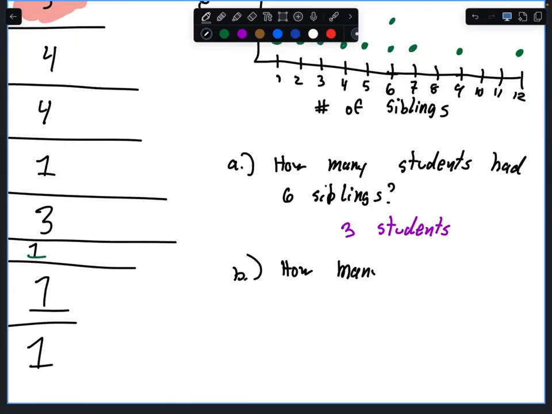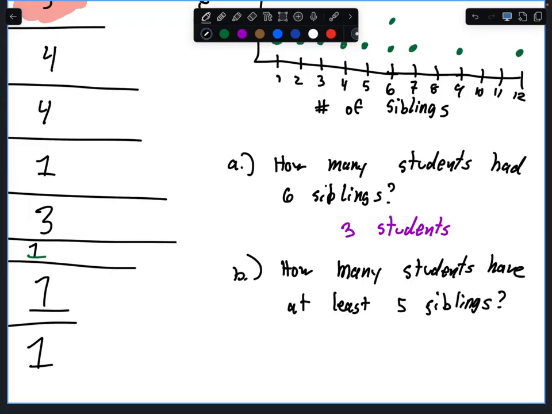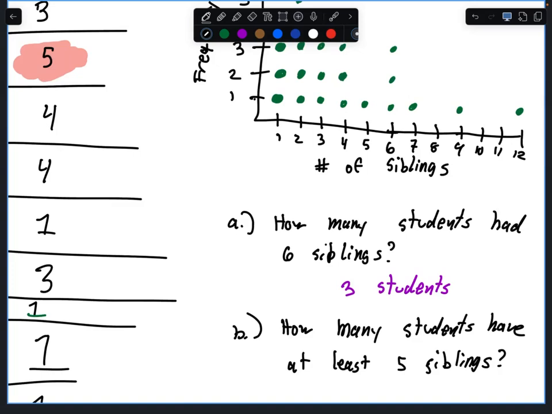How many students have at least 5 siblings? Are you sure? Anything above, no? Yeah, at least. You're close. At least 5 siblings. It is not 6. At least 7.